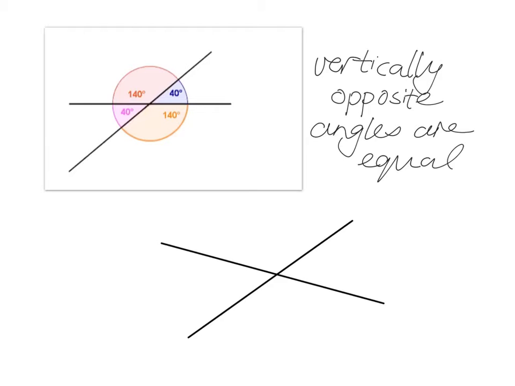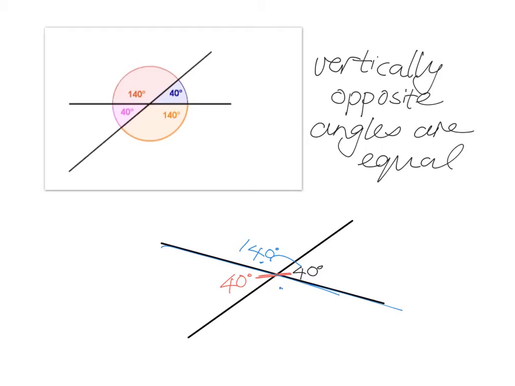So if I start off by telling you that this angle here is, say, equal to 40 degrees, I can then go ahead and work out all the other angles. I can say that this angle is 40 because it's vertically opposite, and vertically opposite angles are equal. I can then say that this angle over here is adjacent to the 40 on a straight line, so it's going to be 140 because it must add up to 180.